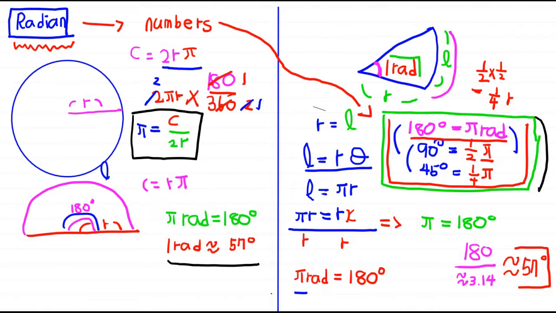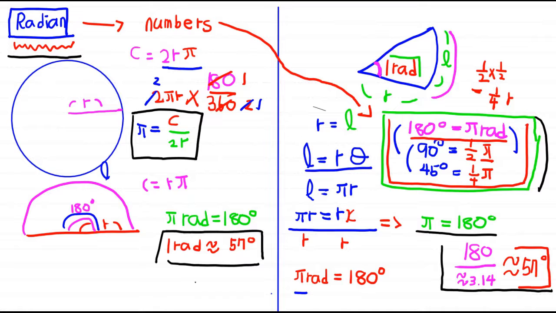We defined radians and proved some formulas for them, and we ended up with 180 degrees equal to pi radians right over here, and also 180 over pi, which is approximately 57 degrees, is equal to 1 radian right over here. So we talked about radians today, and we are done.